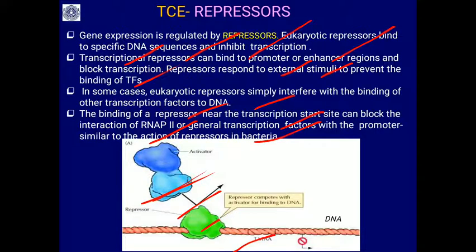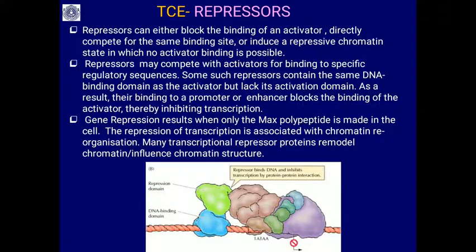There are a set of general transcription factors which are very important. So to recognize the RNA polymerase II, which will bind to the TATA promoter region, these transcription factors are important. So this interferes with that, so that transcription is not initiated.